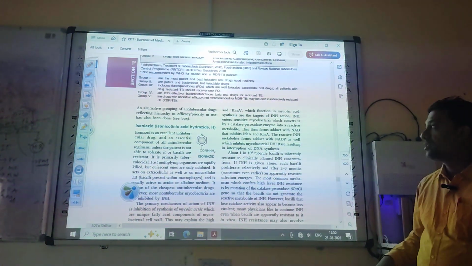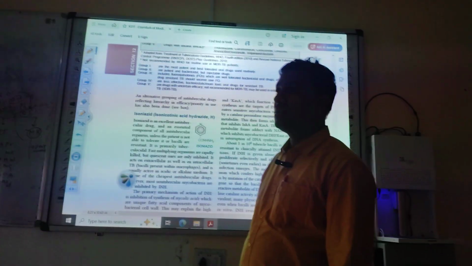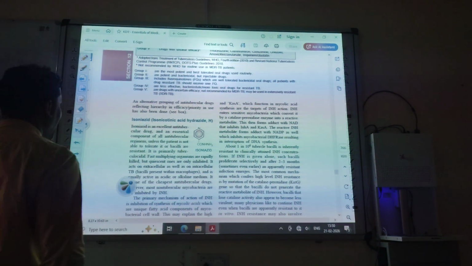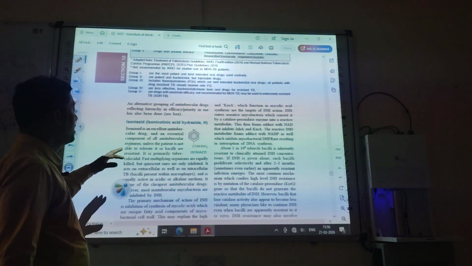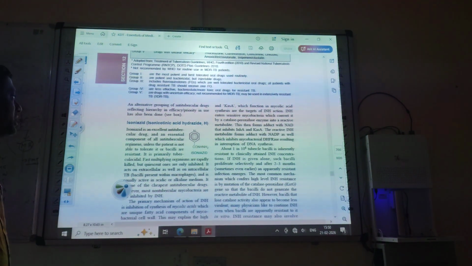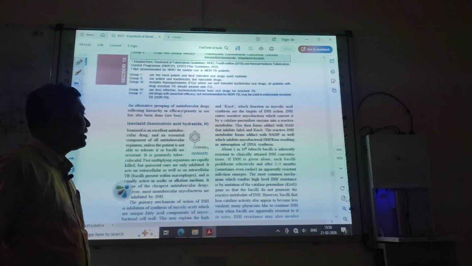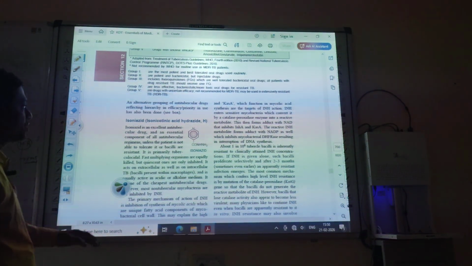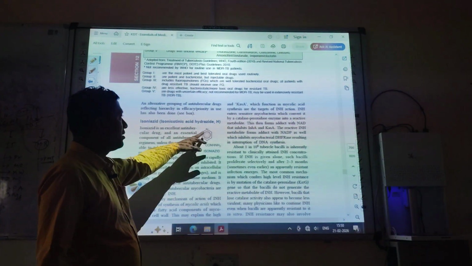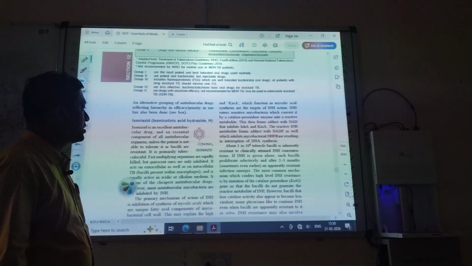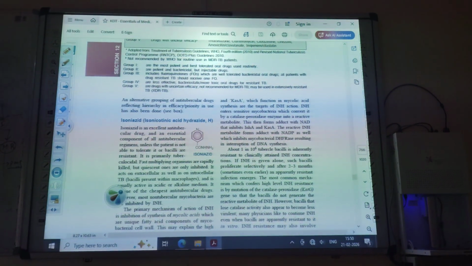We have to discuss the first line anti-tubercular drug, that is isoniazid. It is also known as isonicotinic acid hydrazide, and it is represented as capital H. This is the structure of isoniazid, with the CONH-NH2 group. This is the structure of isoniazid.